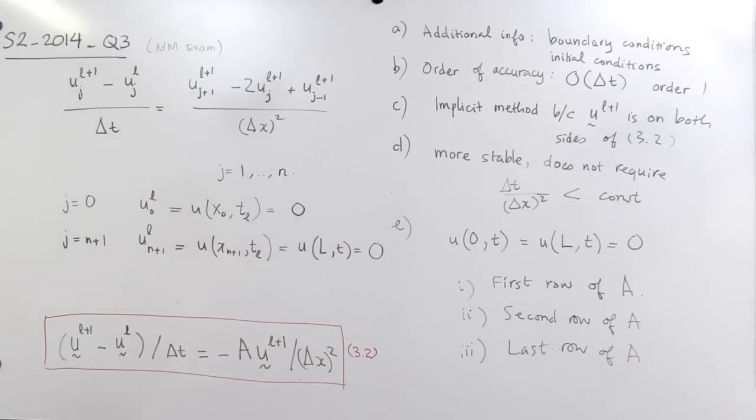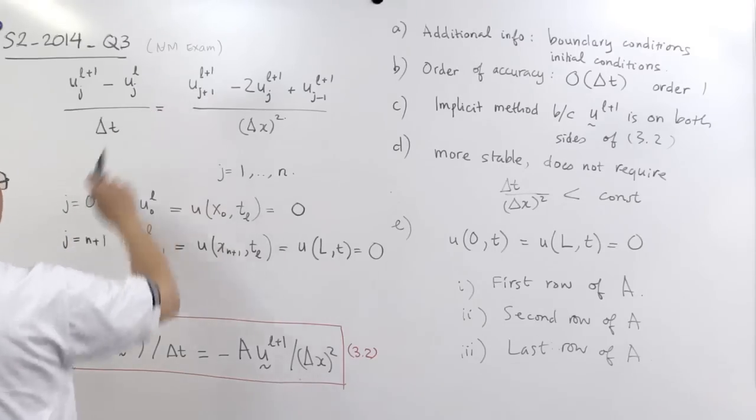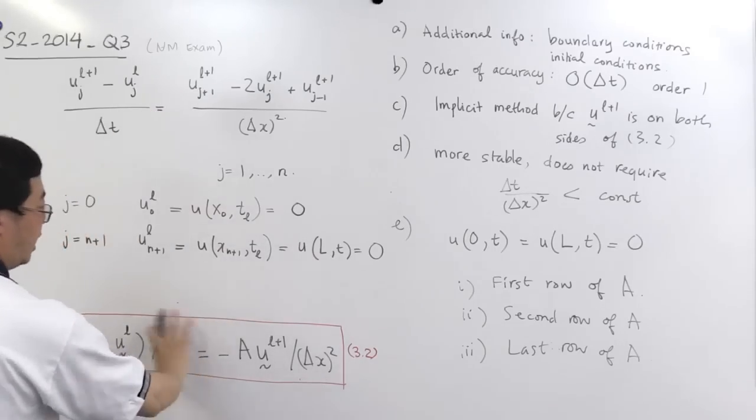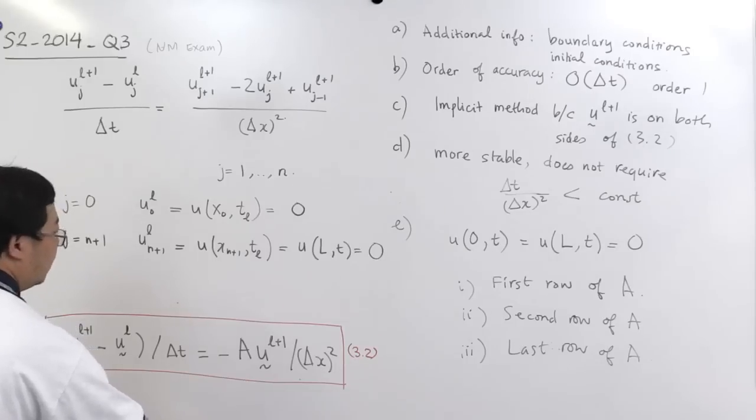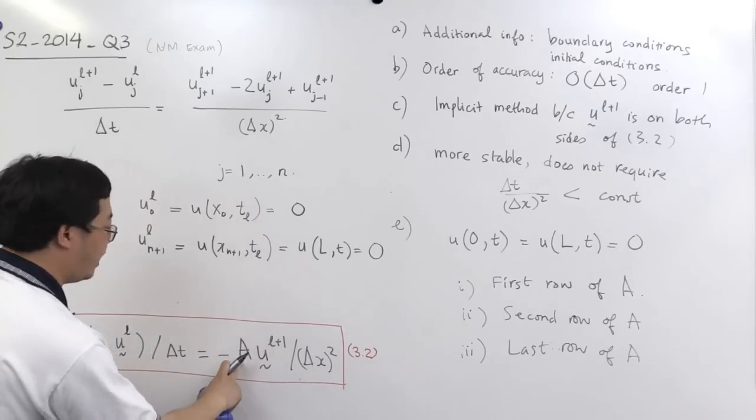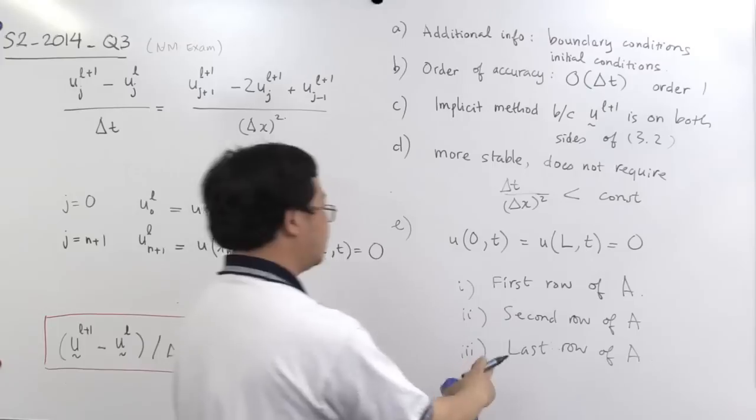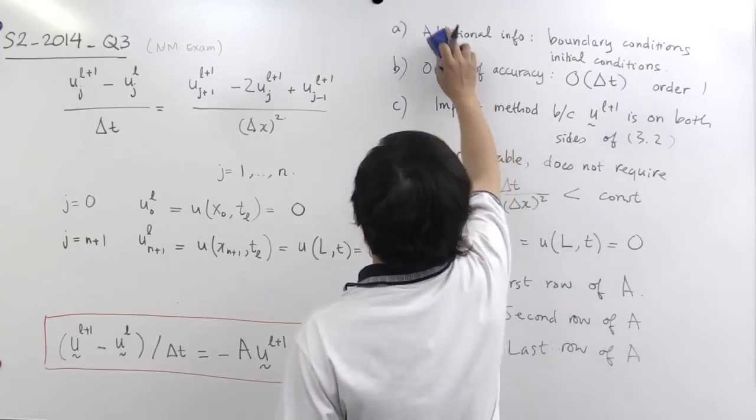So now we look at this equation again. I just leave 3.2 untouched because we want to find out what the matrix A is, at least the first, the second, and the last row.